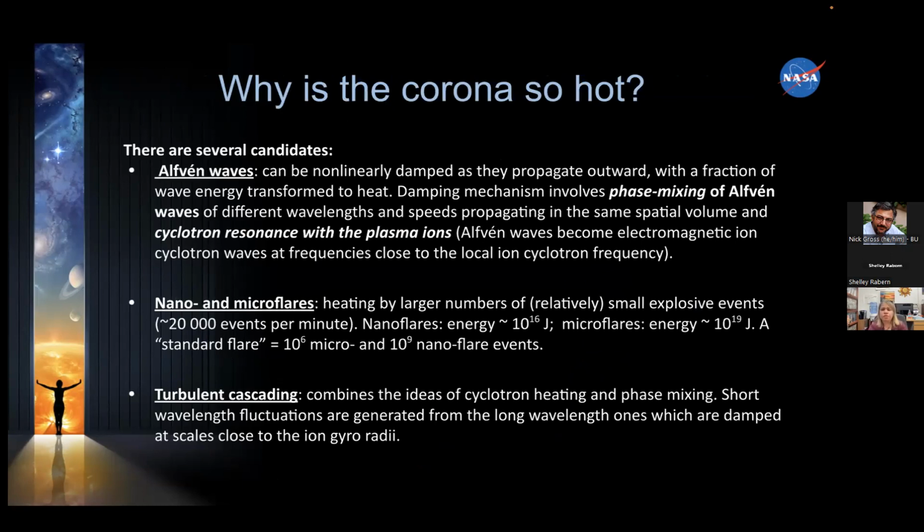The photosphere is much cooler than the corona. Now, all the heat is coming from the interior. All the energy is coming from the interior. So why is the visible surface of the sun much cooler than the corona? The visible surface is thousands of degrees. The corona is starting at 1,000,000 degrees. And there are several candidates.